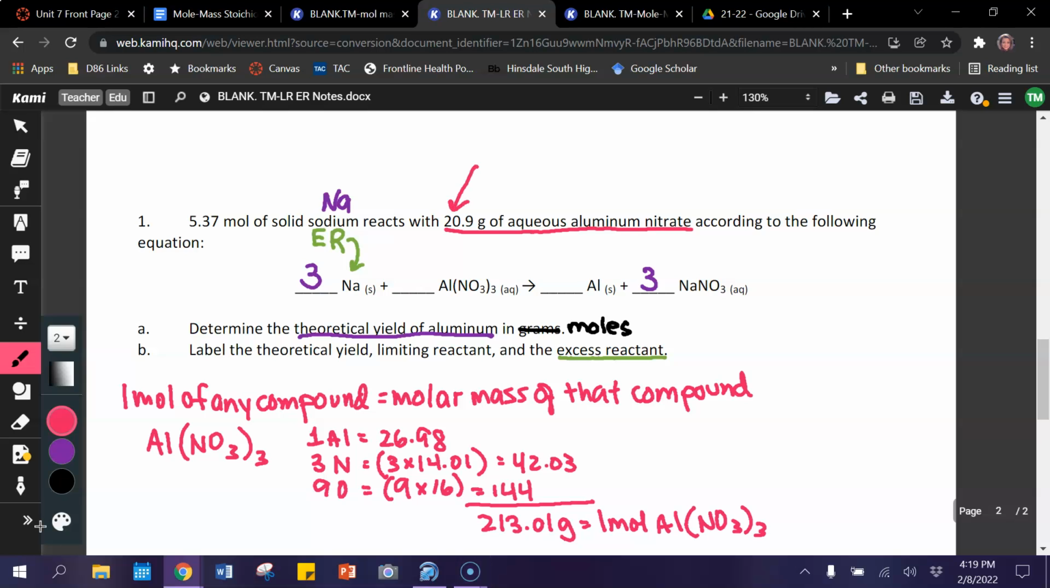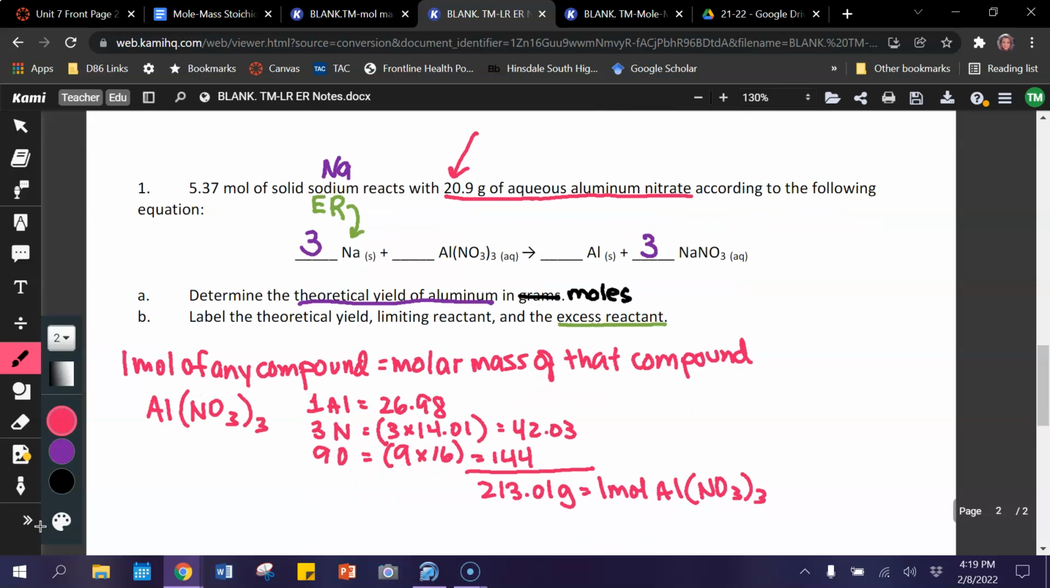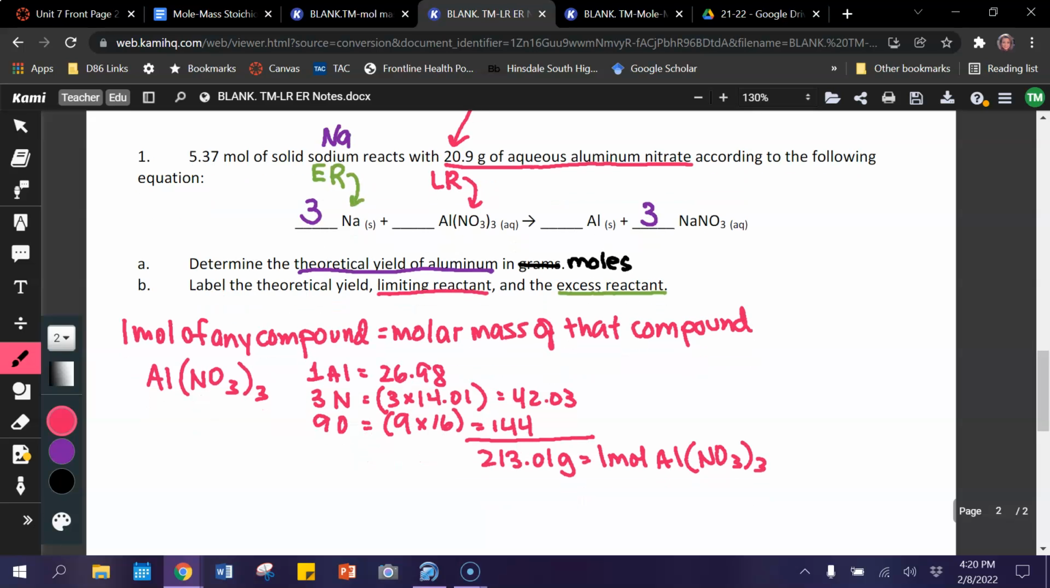But oh my gosh, look, we only have 20.9 grams. That's way less than what we need in order to run this reaction. So we can label aluminum nitrate as our limiting reactant. This is the reactant that's going to hinder the amount of product that can be made. Okay, so we've labeled our excess reactant, we've labeled our limiting reactant. Now we can use our limiting reactant in order to determine how much product we're going to get.